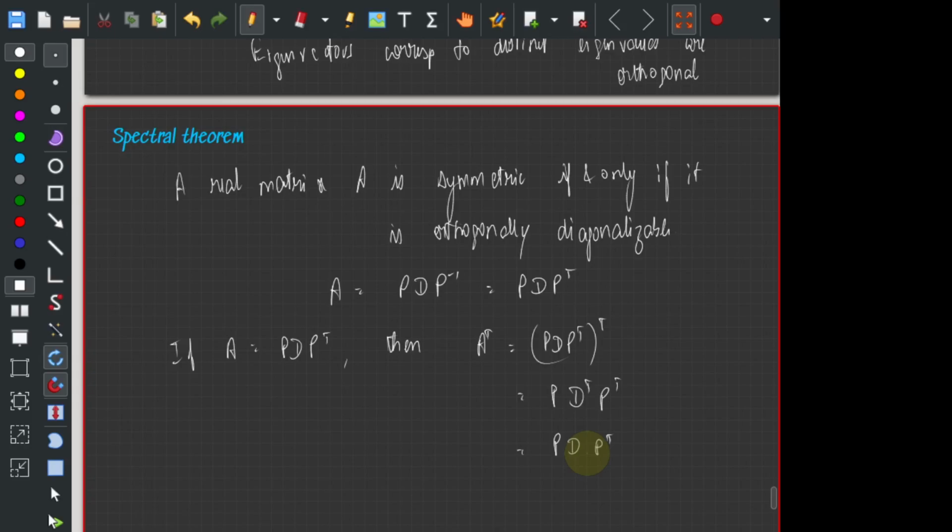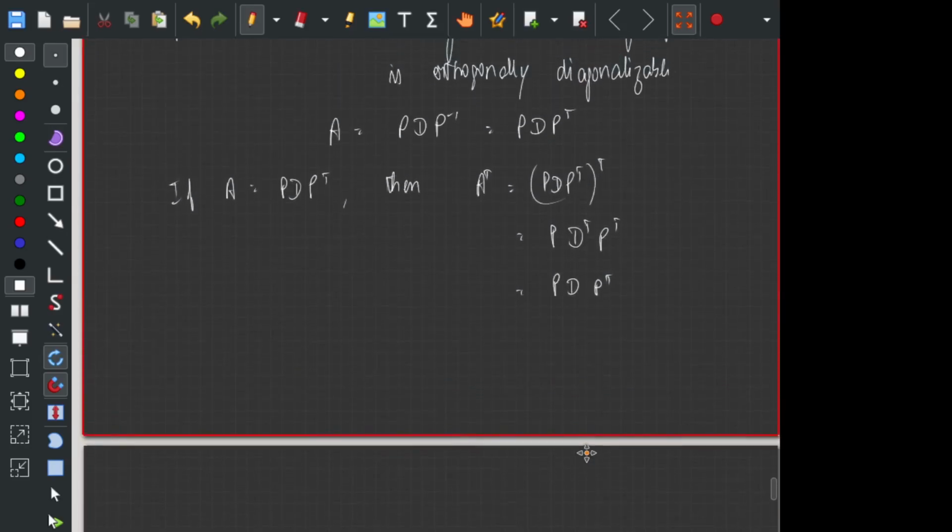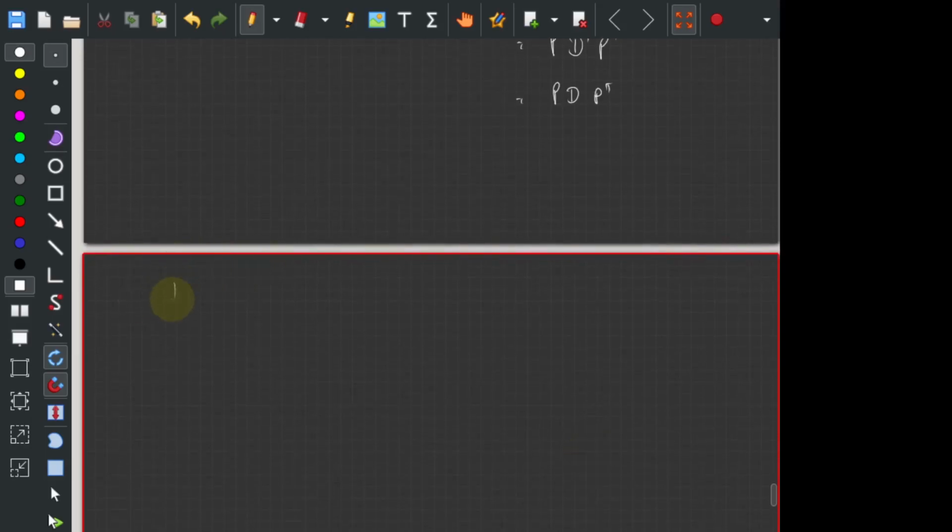And it's not entirely trivial, so I won't prove it completely, but I'll give at least a sketch of the proof. So for the other way, suppose that A is symmetric. You can prove this via induction. I want to show that this is orthogonally diagonalizable. If n equals 1, then orthogonality is kind of trivial. Every 1 by 1 matrix is orthogonally diagonalizable because it itself is a diagonal matrix.